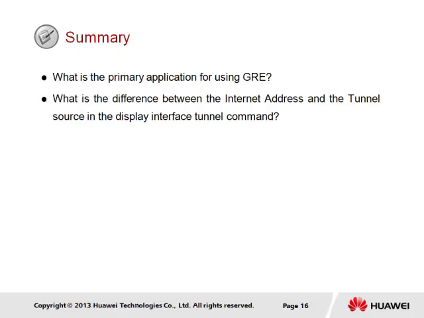What is the difference between the internet address and the tunnel source in the display interface tunnel command? Well, we can understand the internet address to be the virtual tunnel network address on which GRE is established, whereas the tunnel source defines the point at which the tunnel is established and the destination as where it terminates.